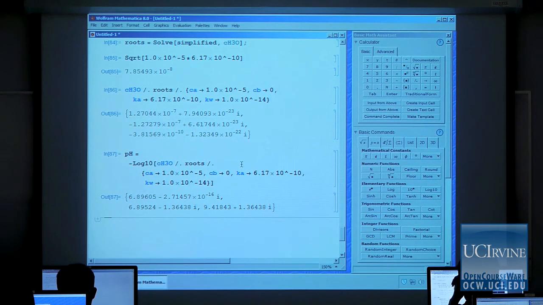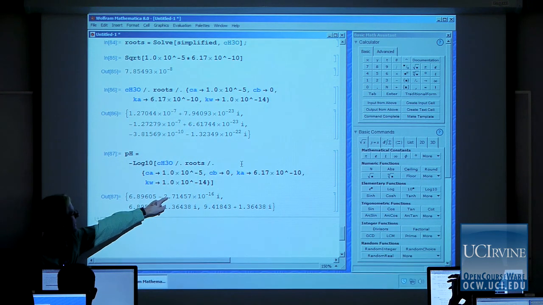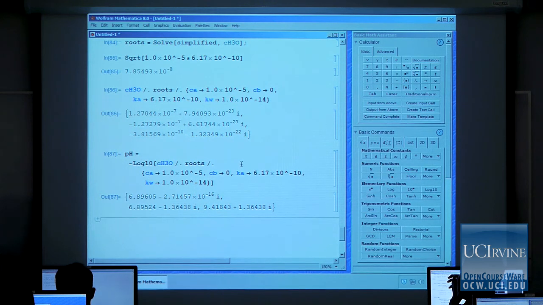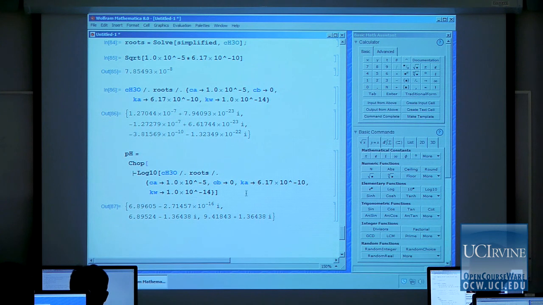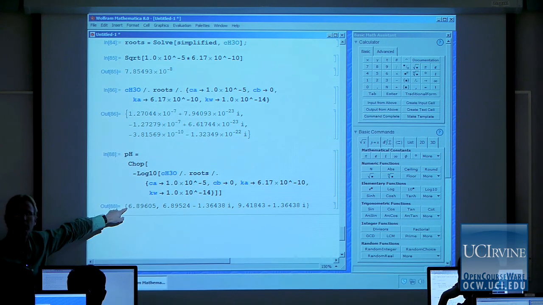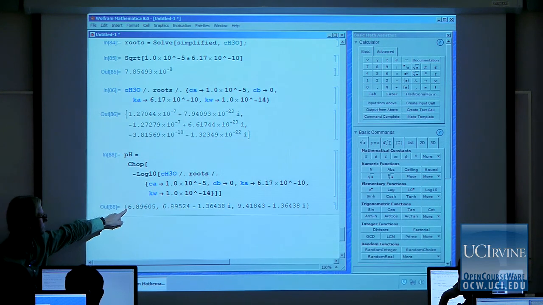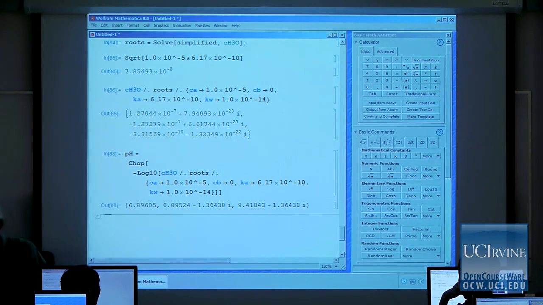So how can you get rid of these? This thing is sort of within what you might call machine precision. And there's a nice command that will clean that up for you, called chop. Chop will chop off numbers that fall within the range of numerical error in a calculation. So if I say chop, bracket, and then bracket, you see now that this guy becomes real because that imaginary part was negligible. And so this has to be the correct solution.